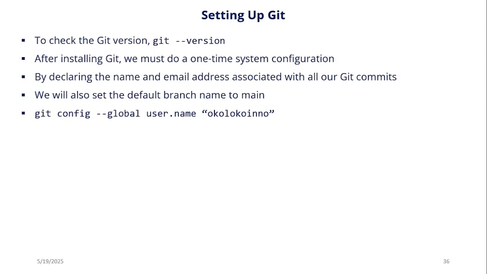For instance, we say git config --global user.name. You put your name there. In my own case, this is the name I chose. Then we also say git config --global user.email. You put your email there. In my own case, this is the email that I use. So I am registered to GitHub, so I can log in, and this is the email that I use to register.